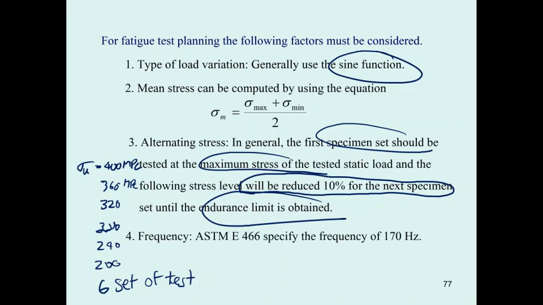And the frequency of the test, the ASTM E466 standard, is going to be 170 Hertz. That is 170 cycles per second. If you're going to test for 1.7 million cycles, you're going to test for 10,000 seconds, and how long is that? 10,000 divided by 3,600 seconds per hour, so you will test about 2.78 hours. That means about 2.78 hours for each specimen. If you test 3 specimens, you're going to spend a whole day testing this material.